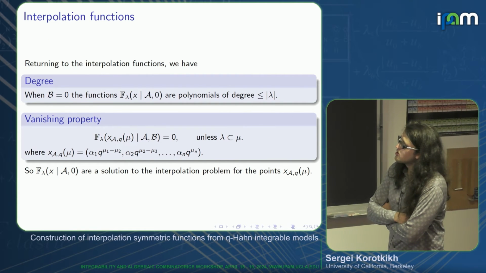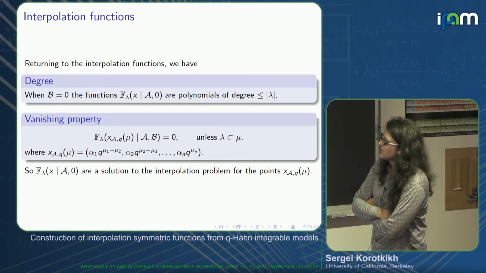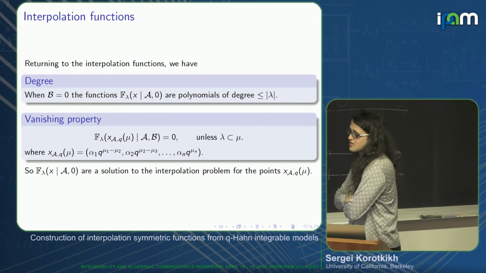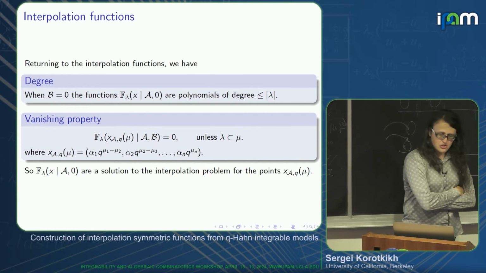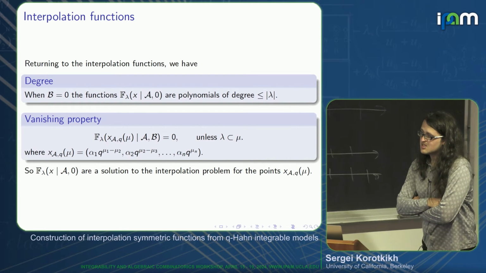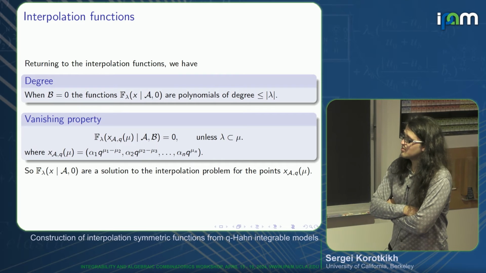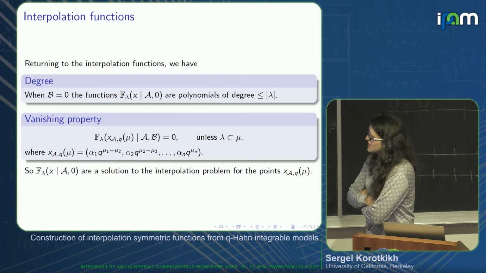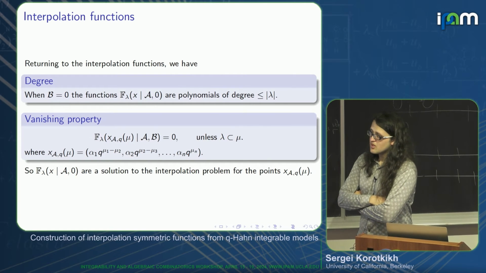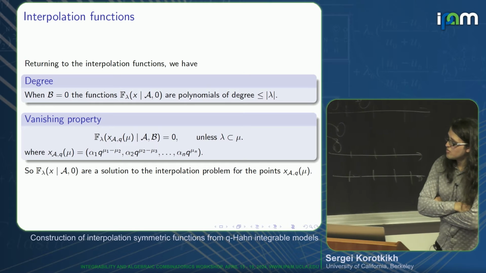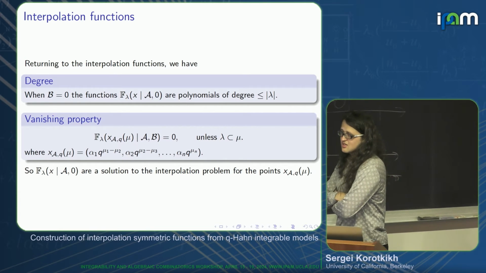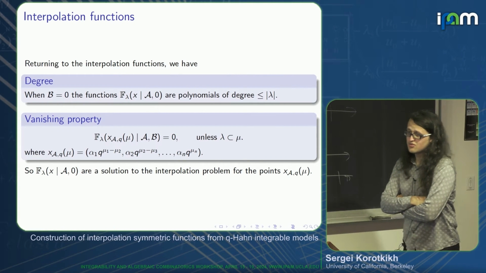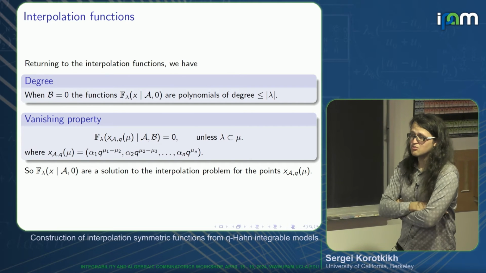So first, for example, you can show that when you set all the parameters beta equal to 0, then these functions will turn out to be polynomials of degree no greater than lambda. And also you can show that, as promised by these interpolation properties I have described earlier, these functions indeed vanish at these points alpha to corresponding powers of q. And then, combining these two properties together, it will imply that these functions I have constructed are indeed the interpolation q-Whittaker functions which solve the interpolation problem for these points x mu.